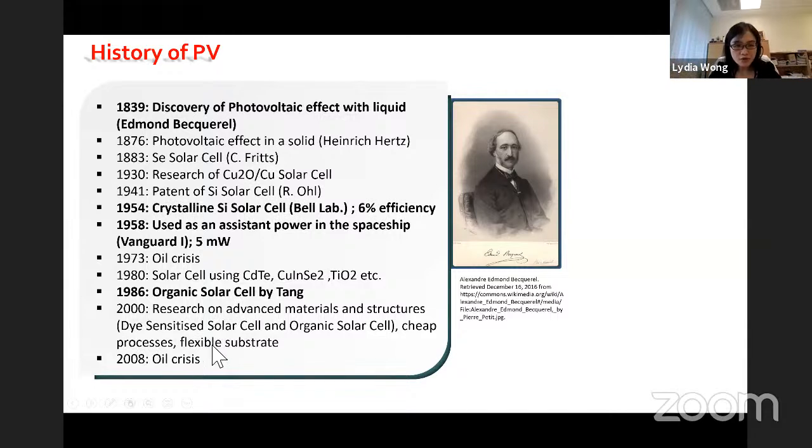So you can see the first photovoltaic effect was discovered in 1839. It's almost 200 years ago. And only now, almost 200 years later, we can see a lot of adoption of this technology in our real life, right? You can start seeing a lot of solar panels used on the rooftops. So you can see how long it takes from basic science to applied science.